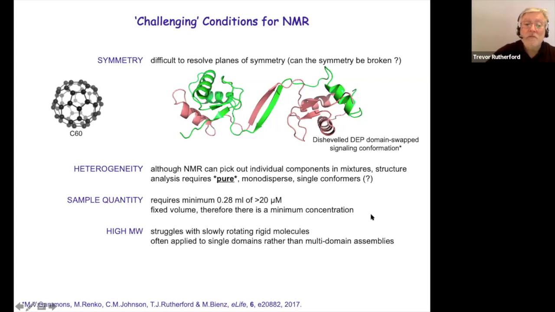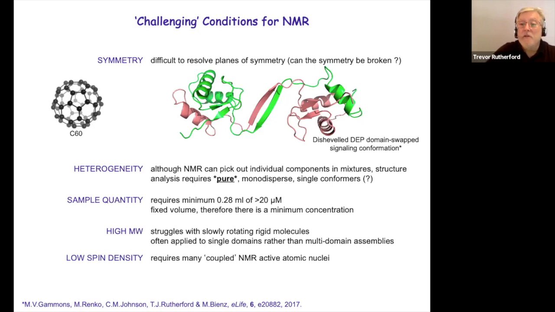Once the molecule starts to rotate, physically rotate in space, slower and slower, the quality of the signal that we get back from the molecule is degrading. So NMR suffers from going to high molecular weight. And it is often the case that we apply the technique to single domains rather than to multi-domain assemblies. NMR is much more suited to looking at single domains in isolation.